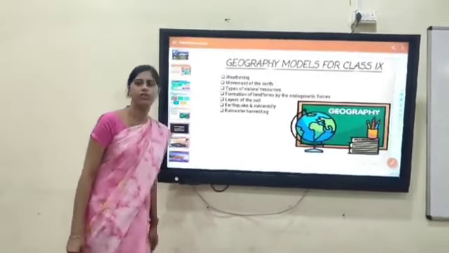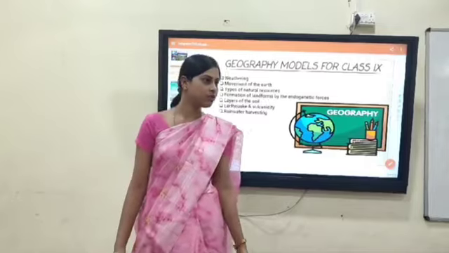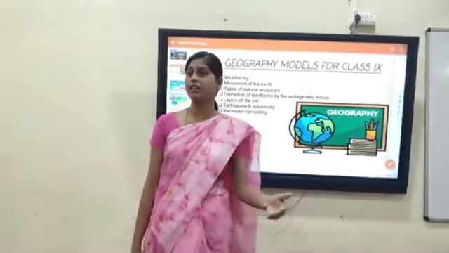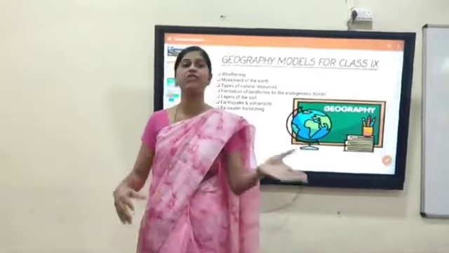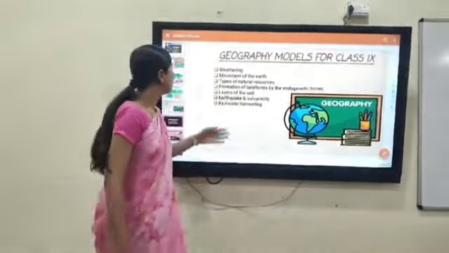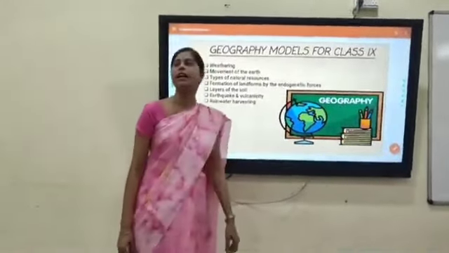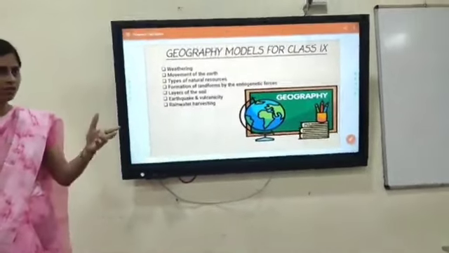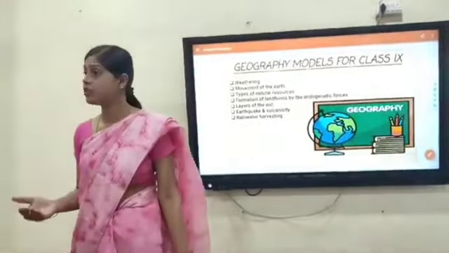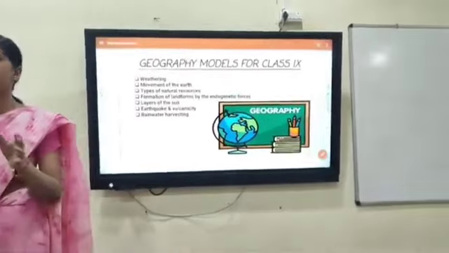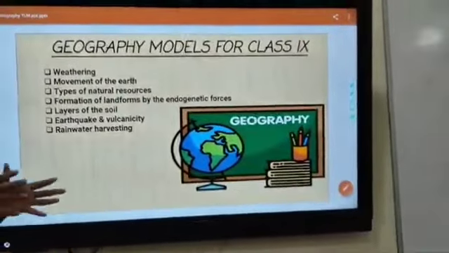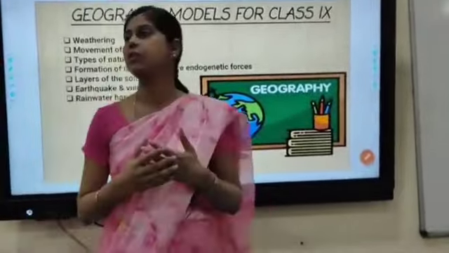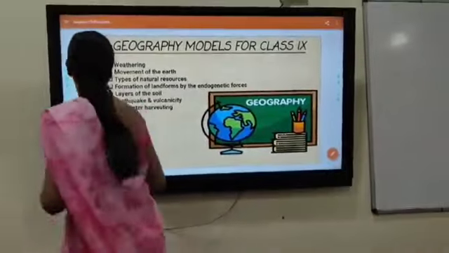Then the types of natural resources. How many types of natural resources are there? Fuel, minerals, then conventional and non-conventional. Why are we focusing upon them? Then the formation of landforms by the endogenetic forces. Endogenetic forces include the plate margin movements: convergent, divergent, then transform. So how these plate boundaries are affecting our landforms is very important to illustrate.